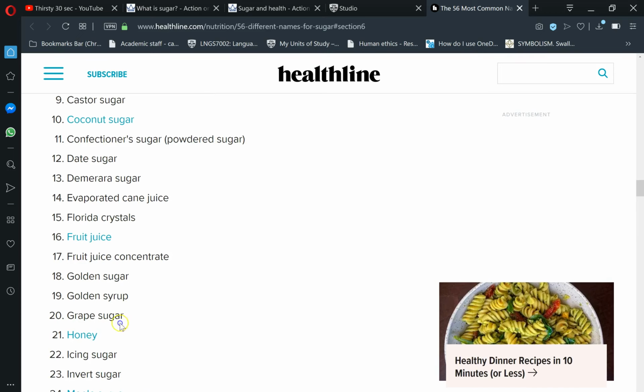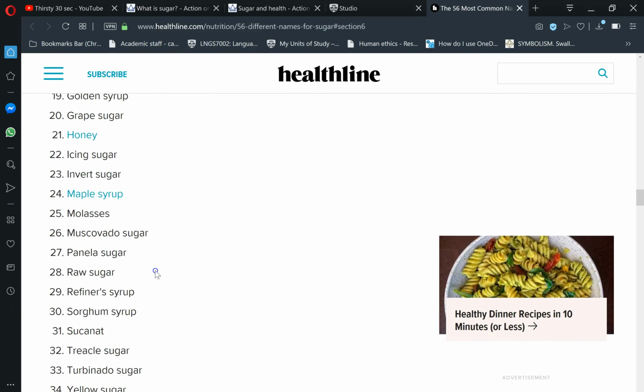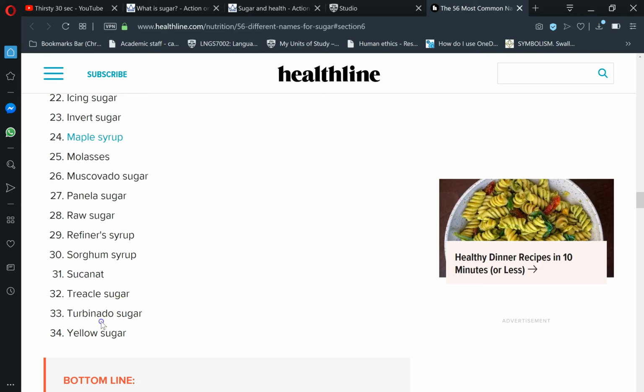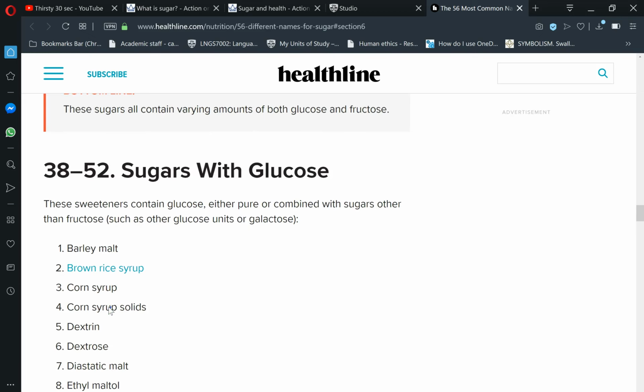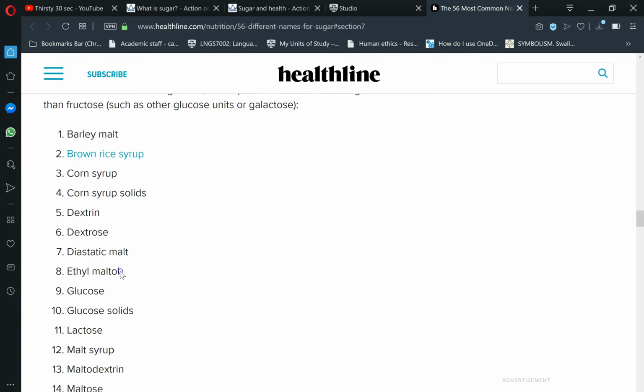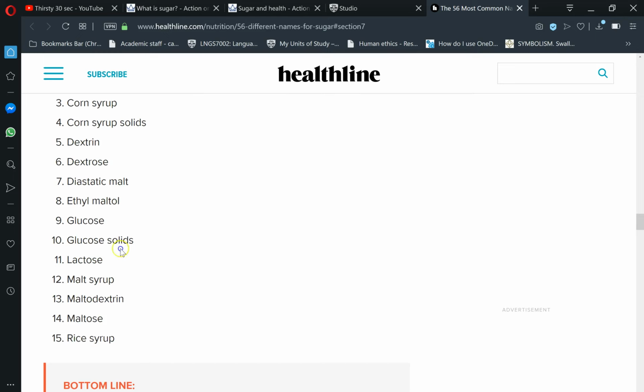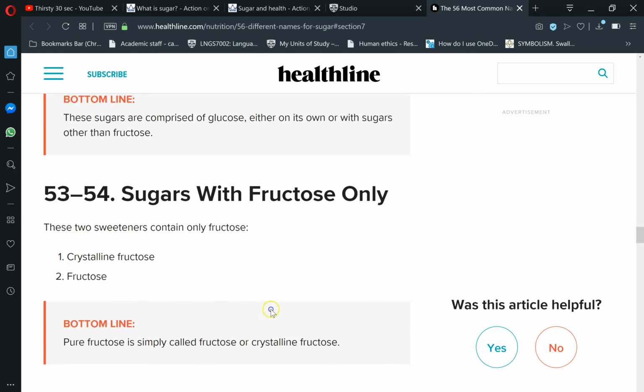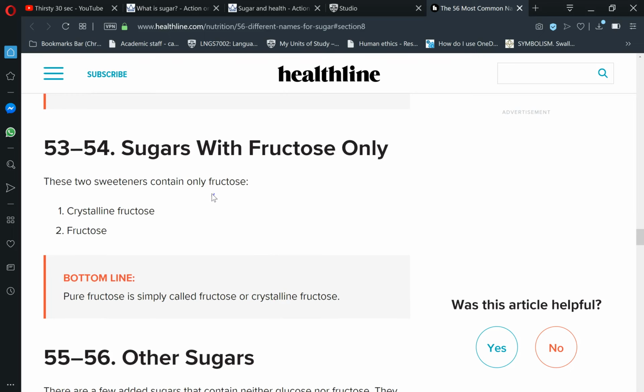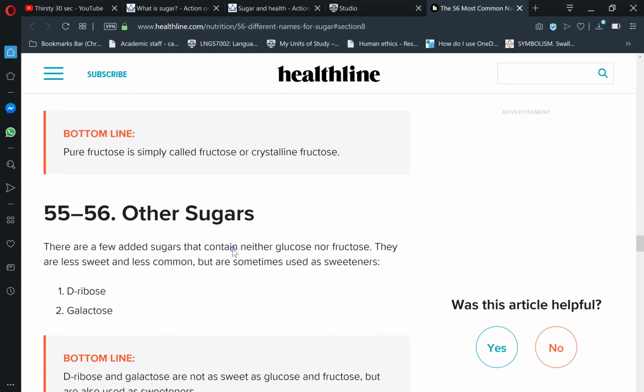And if you see a lot of those names, they have fruit names. So grape and date, coconut. You might be thinking, oh great, these are fruits, this is good for me, but it's actually just sugar. Refiner's syrup, treacle sugar, whatever that is. And then again, other types of sugars that have glucose in them: corn syrup, ethyl maltol, lactose. Again, this is a lactose that isn't naturally occurring in milk. This is the one that's been added to food, and it's now a free sugar. Types of sugars with fructose only, crystalline fructose, and the other types of sugars.